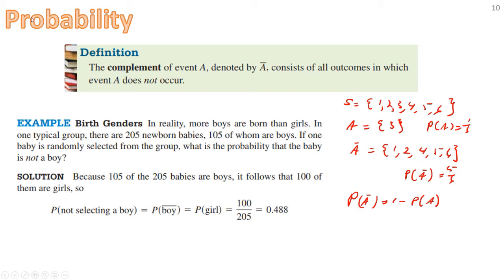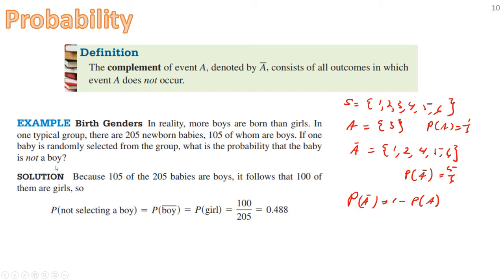We can apply this to this example here. In reality, more boys are born than girls. In one typical group, there are 205 newborn babies, 105 of them are boys. So you have 205 newborn babies and 105 of them are boys. If one baby is randomly selected from the group, what is the probability that the baby is not a boy?